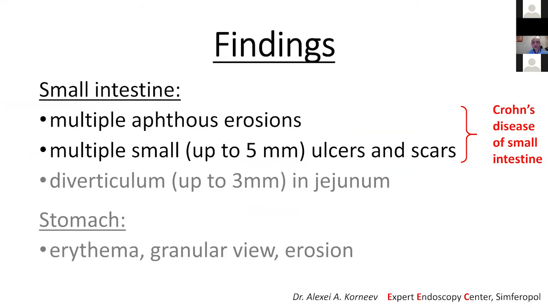So what did we get? Firstly, we saw multiple aphthoid lesions and small ulcers all over the small bowel with very clear and sharp images, which unfortunately confirmed fears about Crohn's disease. A small diverticulum was found in the jejunum. Signs of HP gastritis with focal atrophy were found in the stomach.